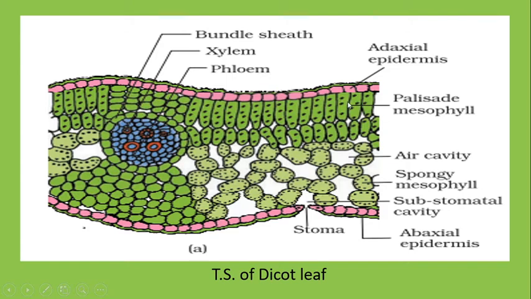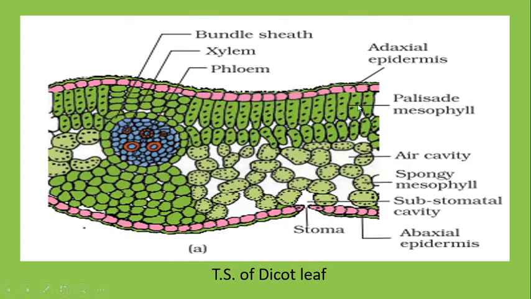There may be one or two layers of the palisade cells towards the upper epidermis. So one or two layers of the palisade. These palisade cells are with less intercellular gap. Here the intercellular gap is comparatively very small. And these palisade cells are enriched with chlorophyll.